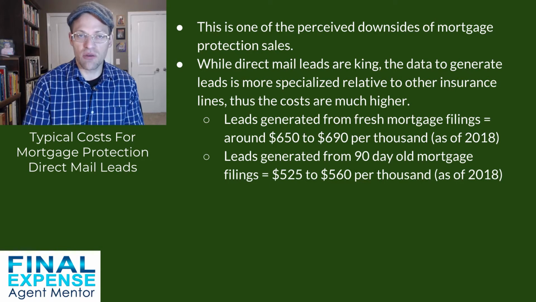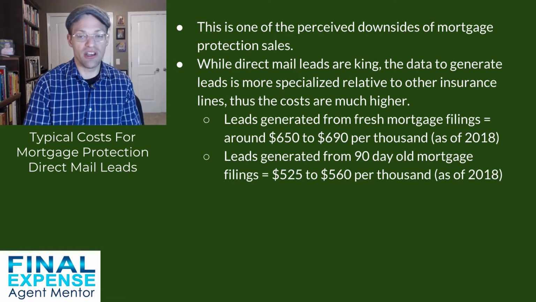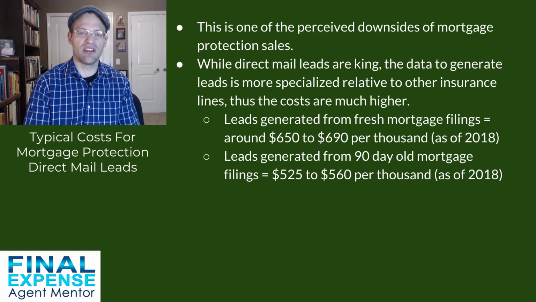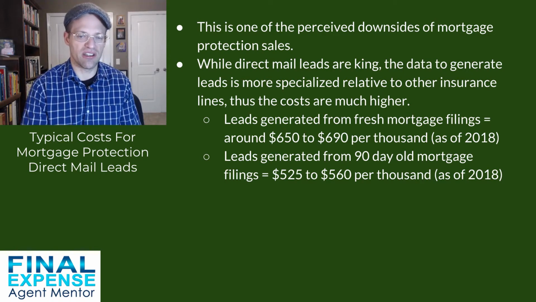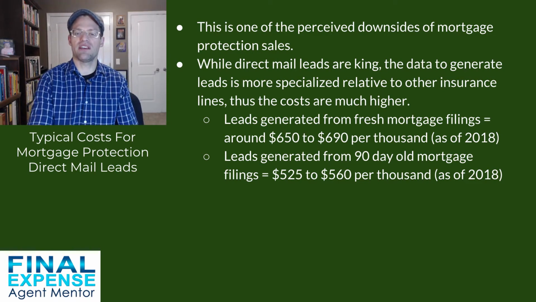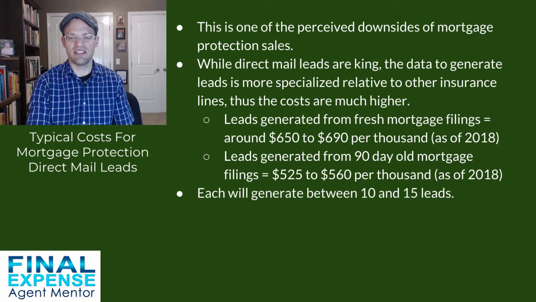And we also have vendors that will mail out 90-day-old data. So people who have filed mortgages 90 days ago. It's a good way to get extra leads in an area. That will go a little bit cheaper because the data's got a little age on it, and that's $525 to $560 per thousand. Again, that's as of 2018.